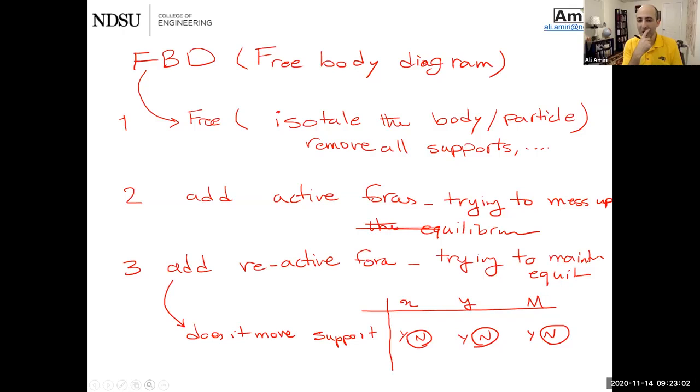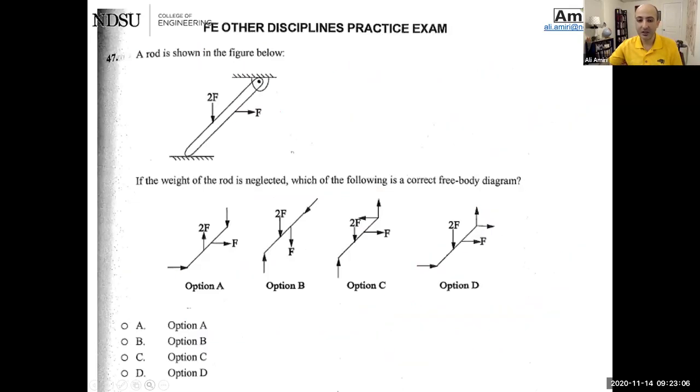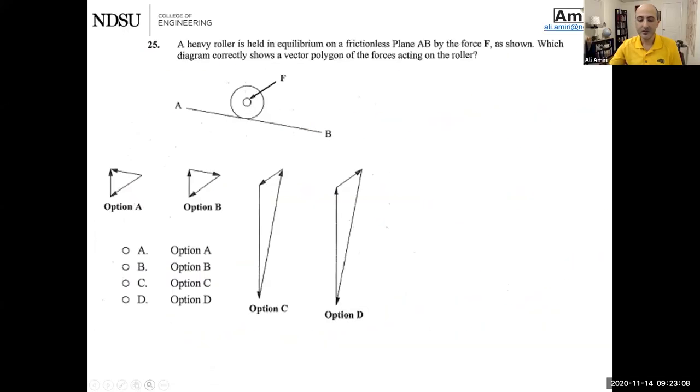So let's look back at the problem that we have and try to draw the free body diagram for it. It's this one. A heavy roller is held in equilibrium. So we want to draw the free body diagram of that roller. Step 1 is isolate, meaning just the roller itself.